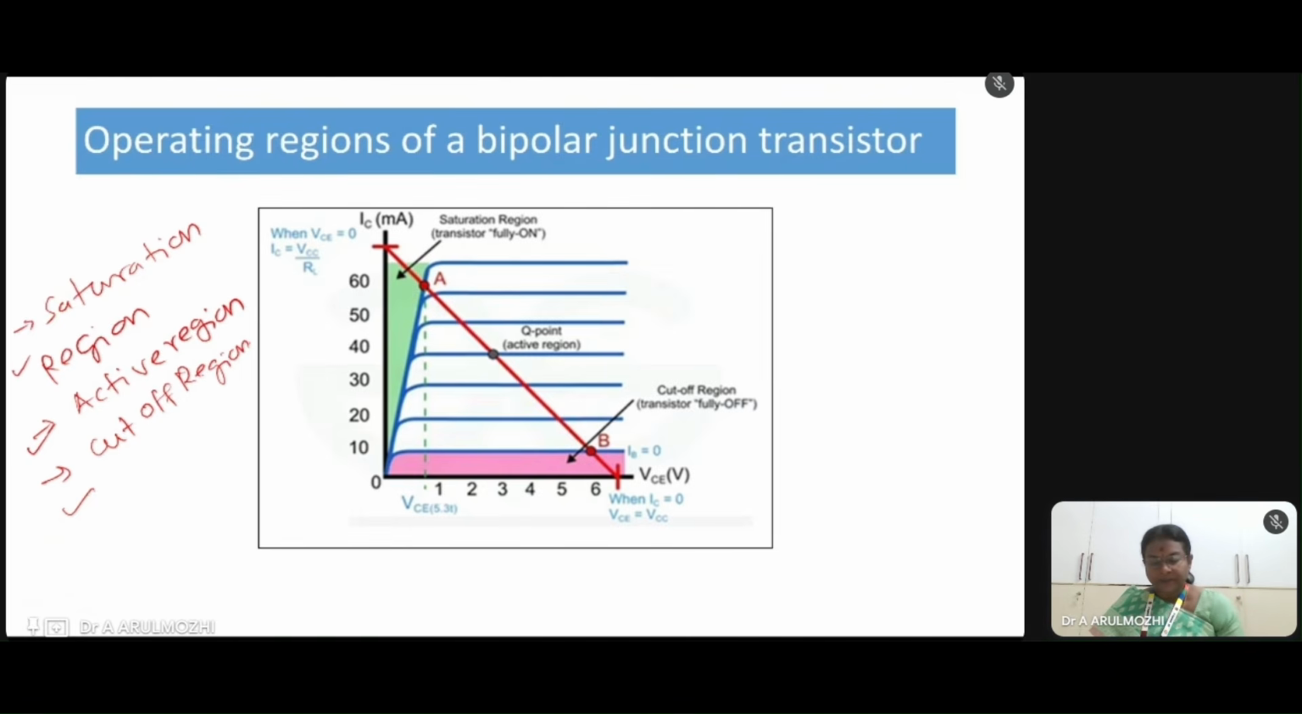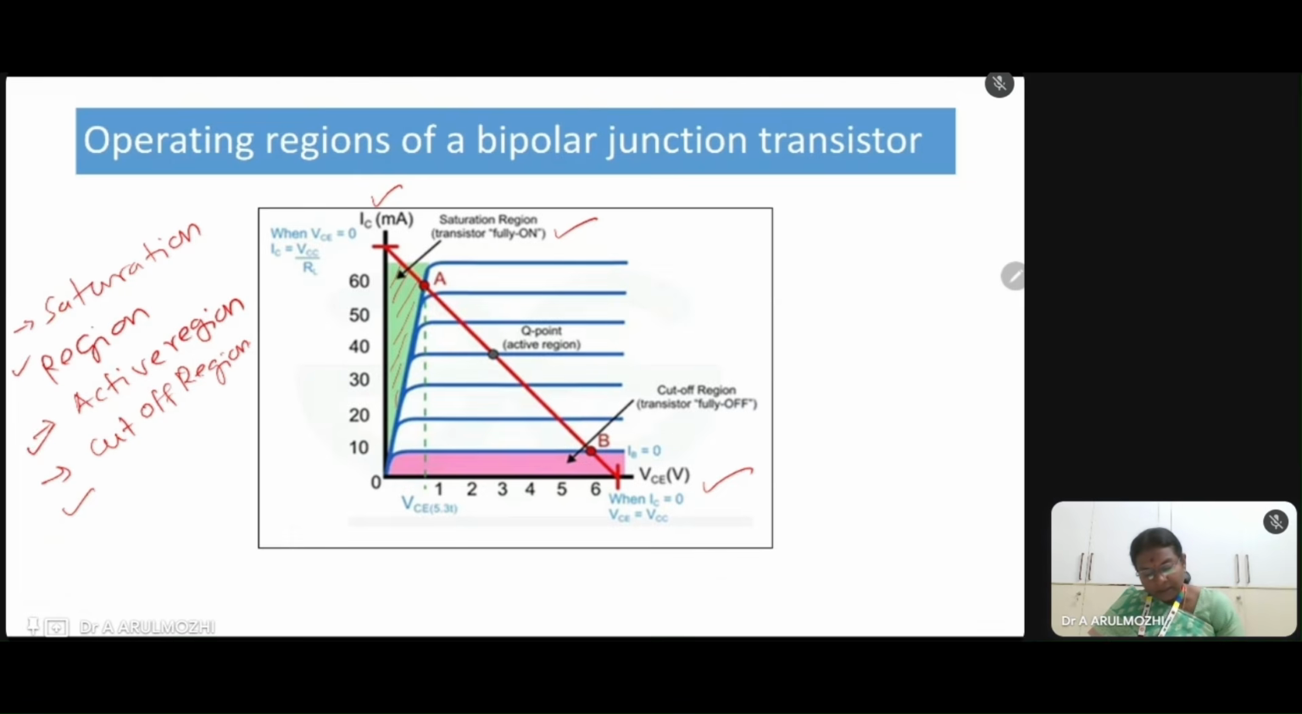As you can see, we take the current along the y-axis and the given voltage along the x-axis, and how the current lies for the given voltage is clearly shown in this picture. We have three separate regions denoted with different colors. The saturation region is given here, and they have described this as the transistor being fully on, that means in the on state.